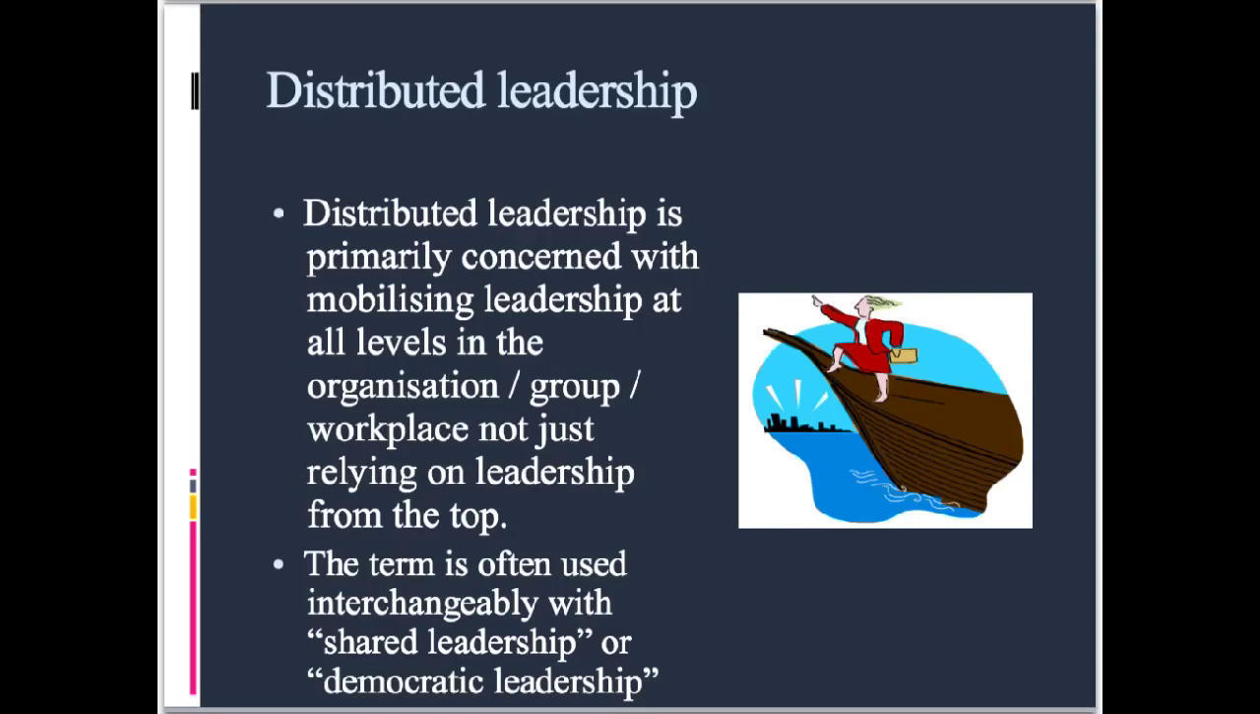Distributed leadership is primarily concerned with mobilising leadership at all levels within the organisation or a group or your workplace, not just relying on leadership from the top. It's about engaging the many rather than the few in leadership activity within your working environment and actively distributing that leadership practice. So the term is often used interchangeably with shared leadership or democratic leadership.